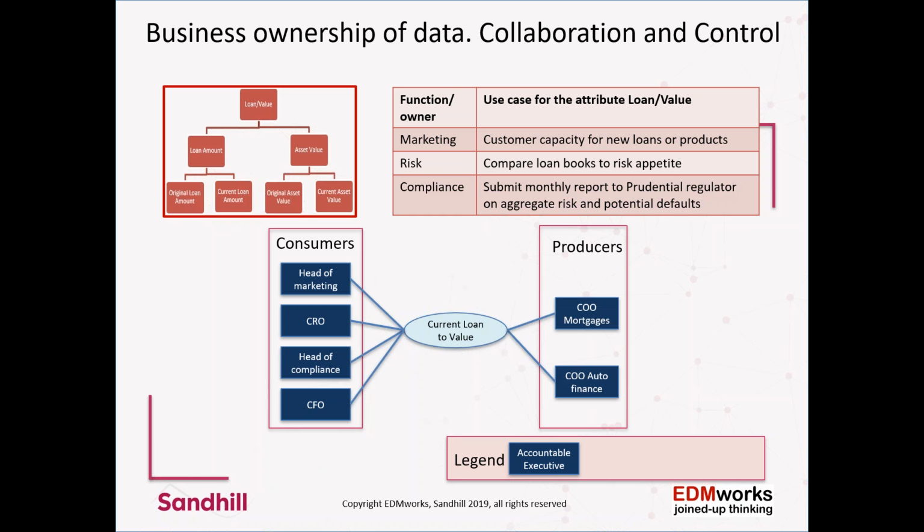Now, lots of people will be producing that. So we may have a COO for mortgages, or the chief operating officer for auto finance, who may actually own the branches or the internet sites where people are putting this data in. They may have the same interpretation of the definition for current loan to value, or they may have slightly different variations.